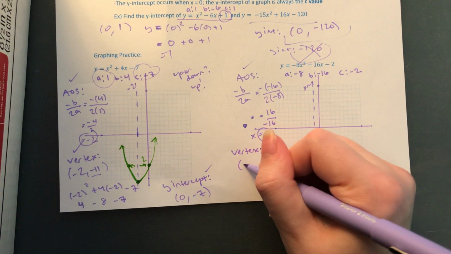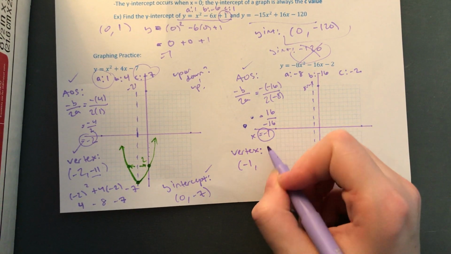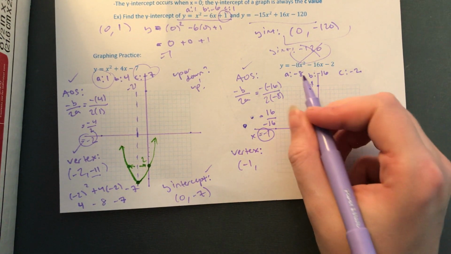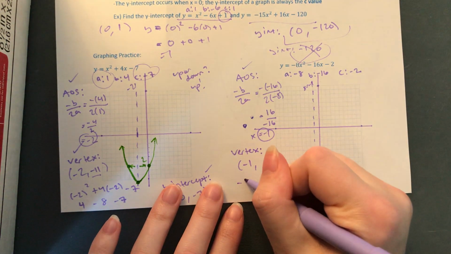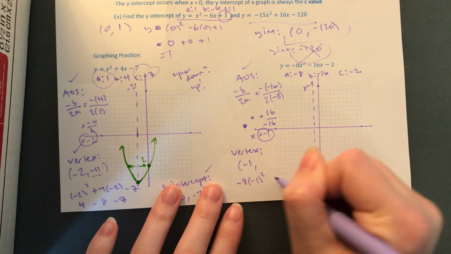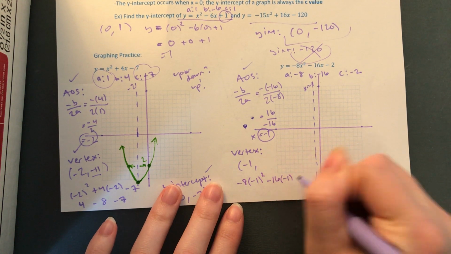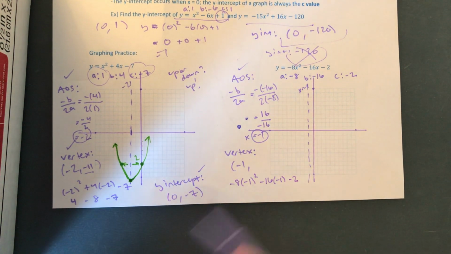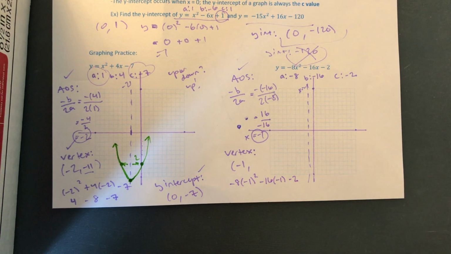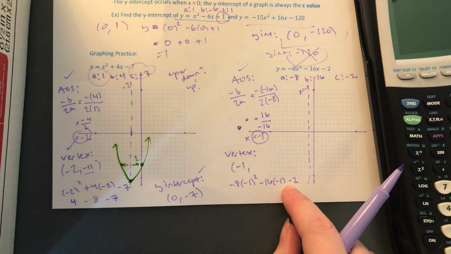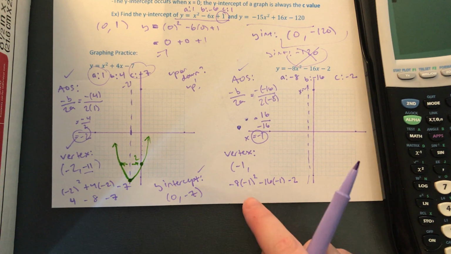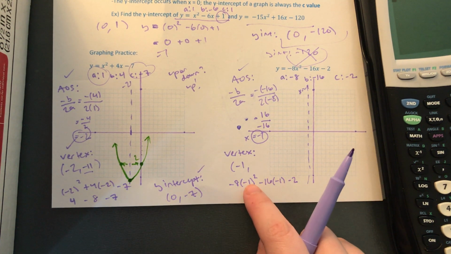So I know that -1 is my x value for my axis of symmetry, but now I need to plug -1 into the quadratic. So -8 times -1 squared minus 16 times -1 minus 2. All right. So like I said, if you want, you could just type this whole thing into Desmos, like with the parentheses and stuff, and you could just be done. But we can do order of operations.